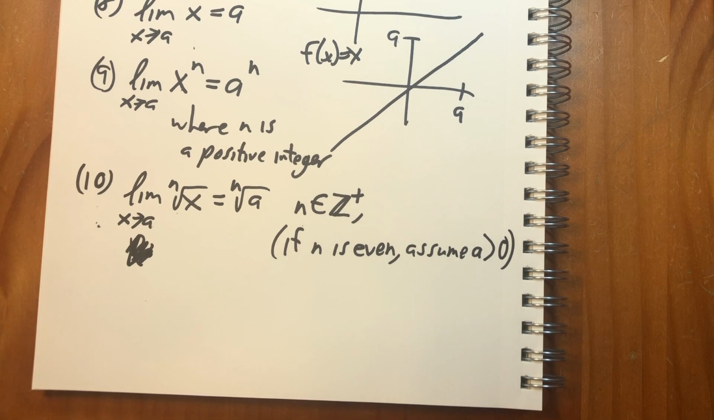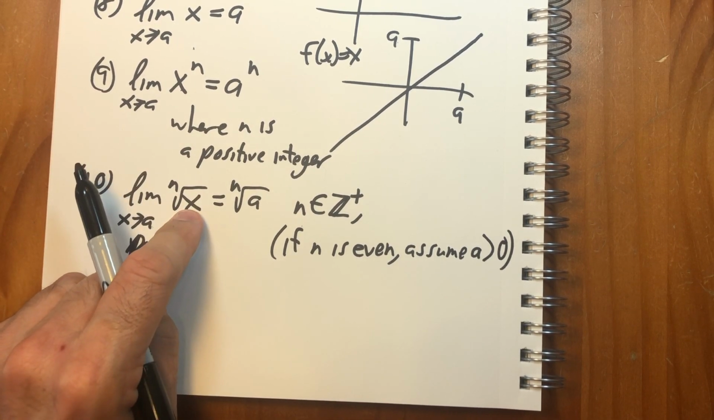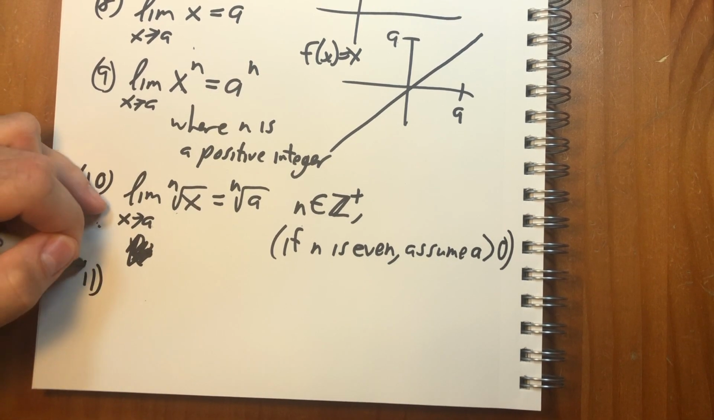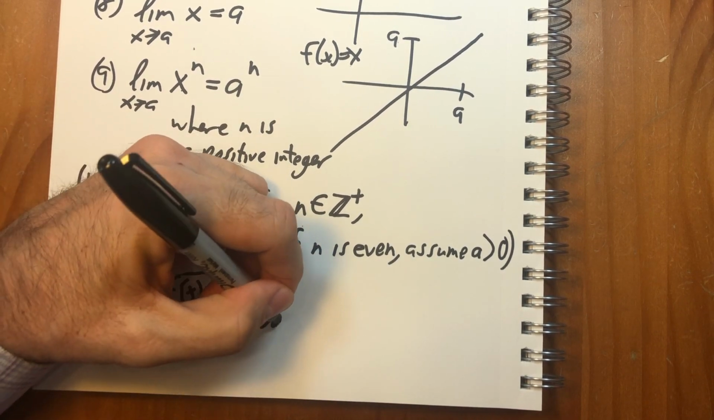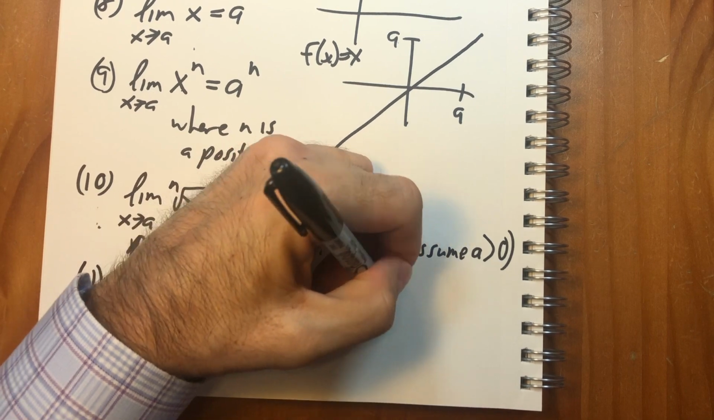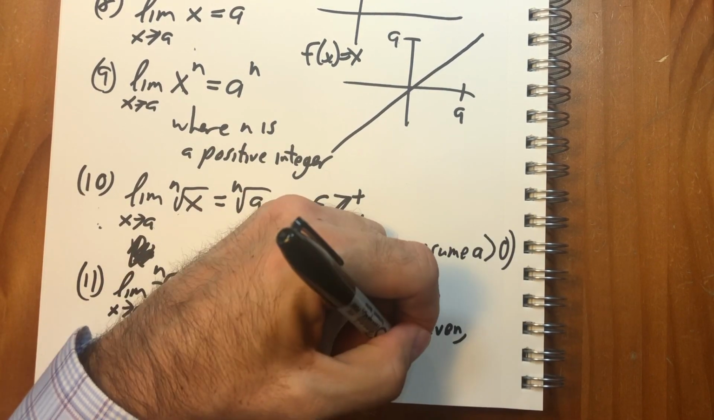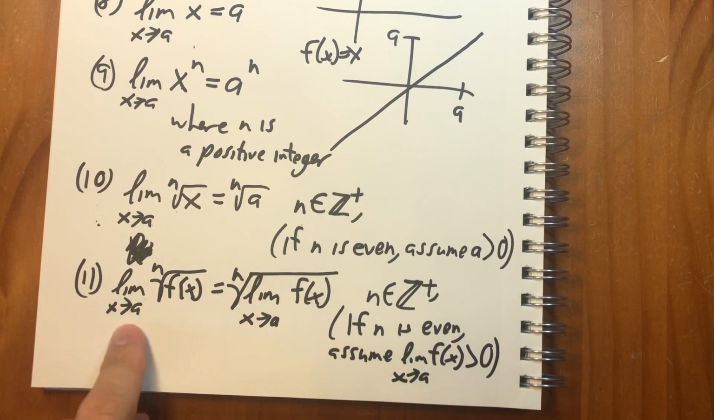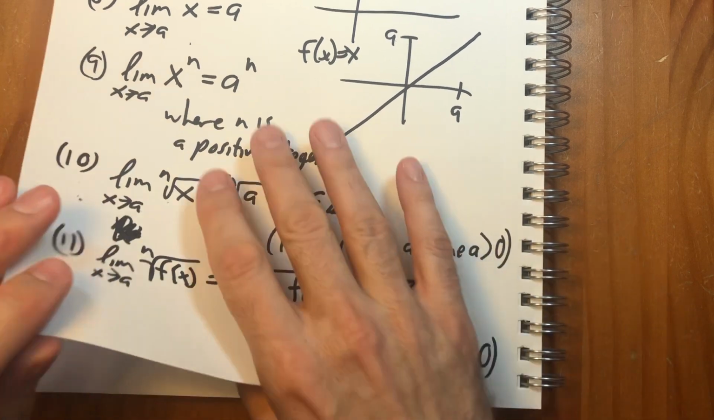That's because, for instance, square roots only work if, right, if this is the square root of x, then x has to be greater than 0, because otherwise the answer is complex. And then there's a generalization of this. So the limit as x approaches a of the nth root of f of x equals the nth root of the limit of f of x, where n is a positive integer, and then again, if n is even, we assume that the limit as x approaches a of f is greater than 0. This last one would be a little more difficult to prove, and we will prove it after we've looked at continuity. Okay, those are the limit laws.